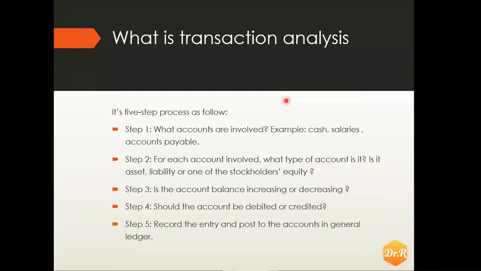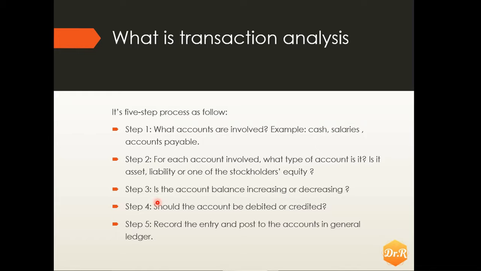So what are the steps of analyzing a transaction? First, we need to see what the accounts involved are. Example: cash, salaries, accounts payable, whatever it is. So first, we need to see from the sentence what accounts are involved. Second, for each account involved, what type of account is it? Whether it's asset, liability, or owner's equity. Third, does that account balance increase or decrease from this transaction? Is it plus or minus? Fourth, should the account be debited or credited? Then we record the transaction.